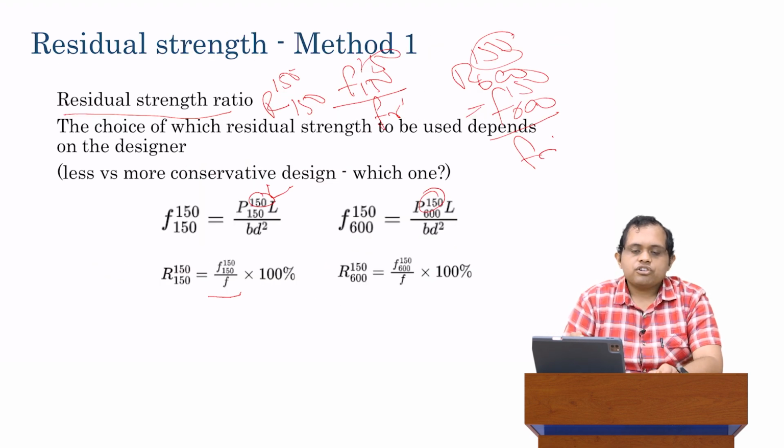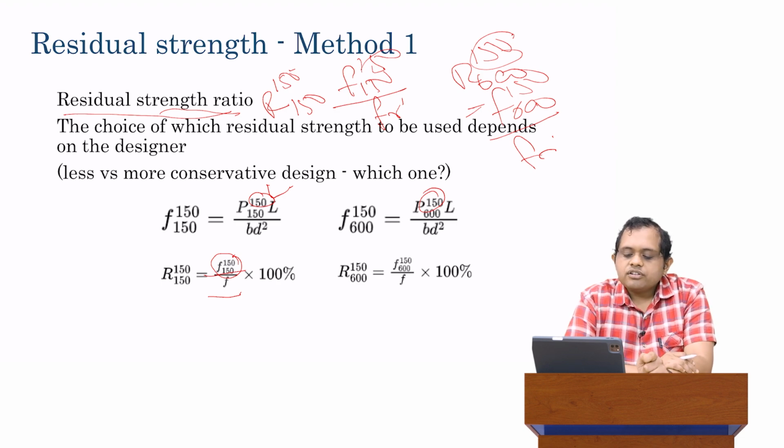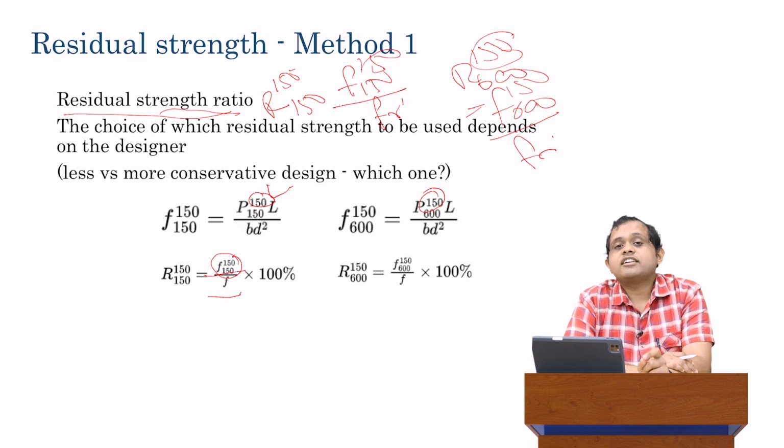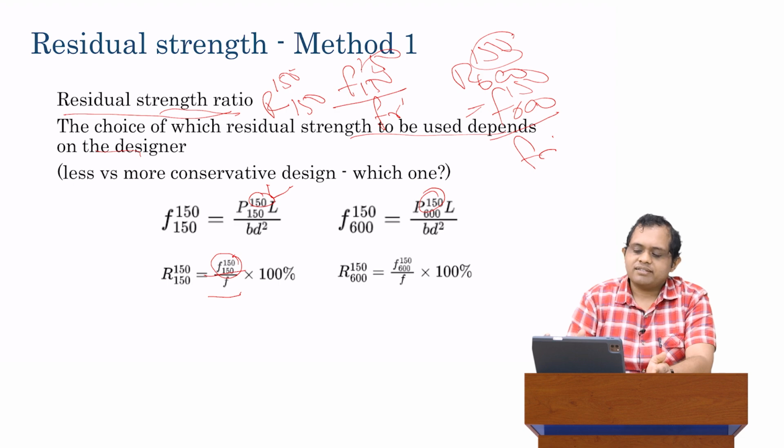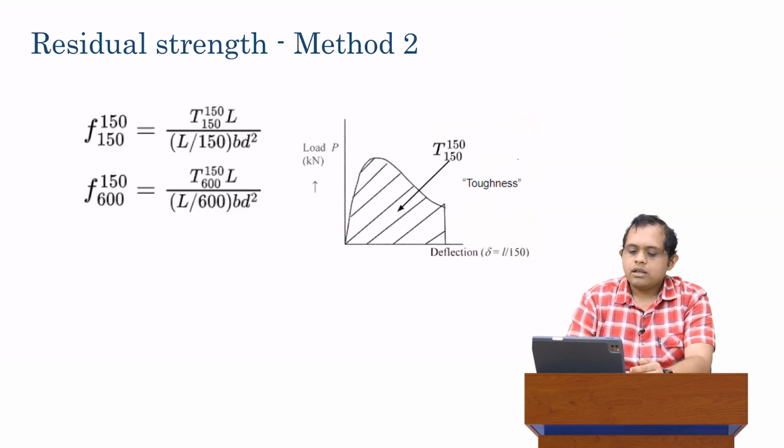Or another approach is we can take the residual strength, divide it by the flexural strength, and then we get the residual strength ratio. This residual strength ratio is particularly important because it gives us guidance in IRC SP 46 on how to further take into account the behavior under cyclical loading. So we'll see that in a second. Again, the choice of which load, whether it's F150 or F600, depends on the designer. One of them is more conservative, one of them is less conservative. We already talked about that.